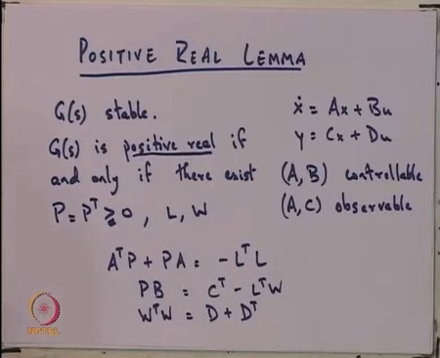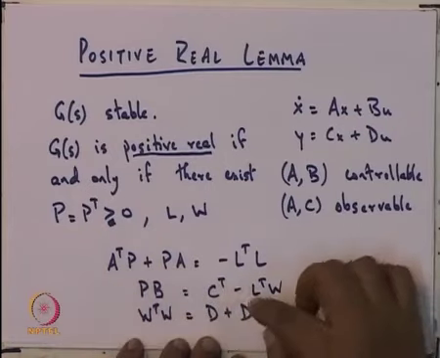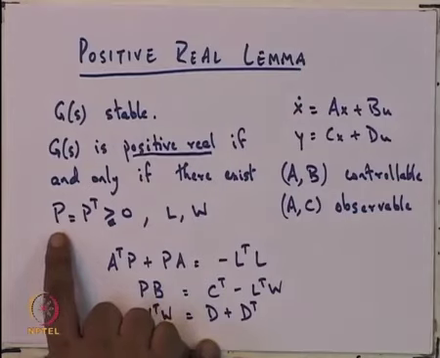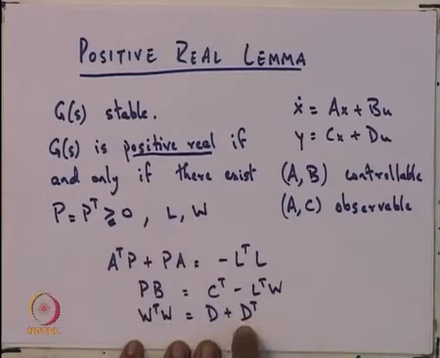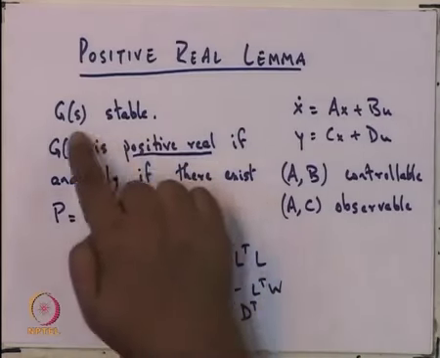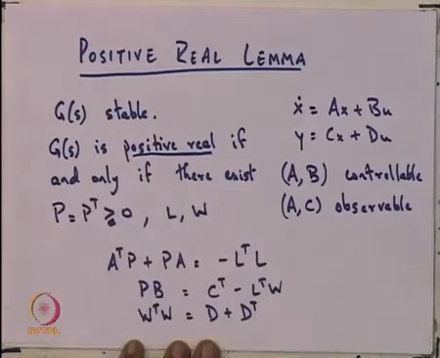Okay. So, now let me begin the proof. In the beginning, I will prove this way: I will assume that there exist P, L and W such that these equations are satisfied, and I will show that G(s) is stable and it is positive real. That means the Nyquist plot is in the first and the fourth quadrants.